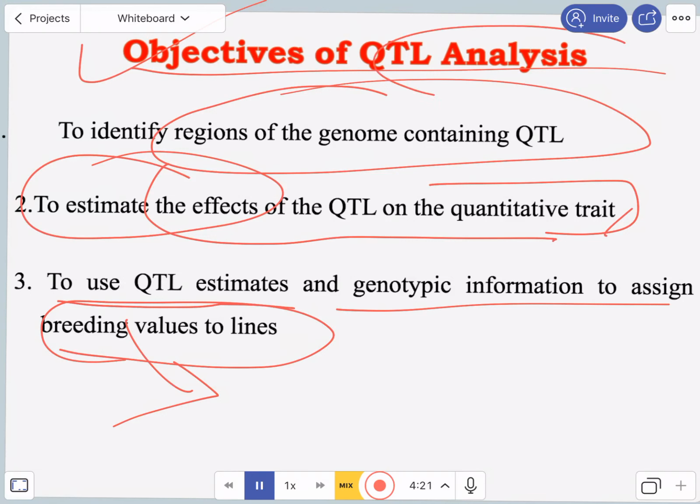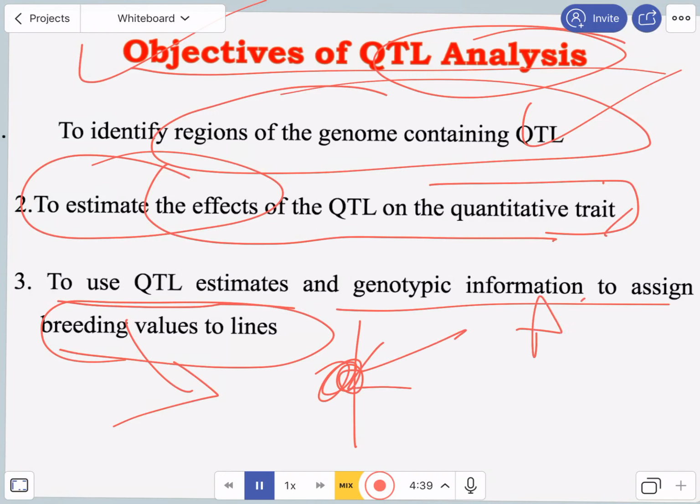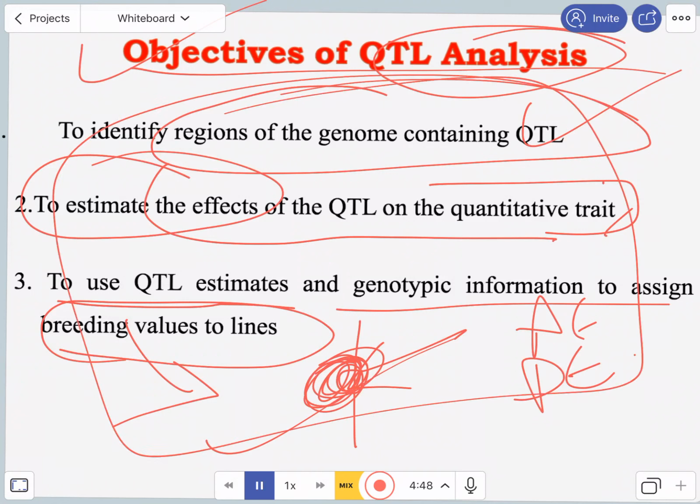So with the help of QTL analysis, we identify the regions of the genome that affect the trait of interest and analyze the effect of the QTL on that trait: how much variation for the trait is caused by a specific region. Now, what is the gene action associated with the QTL? Either it is additive effect or dominant effect. Which type of allele is associated with the favorable effect? All this information we can get with the help of QTL analysis.